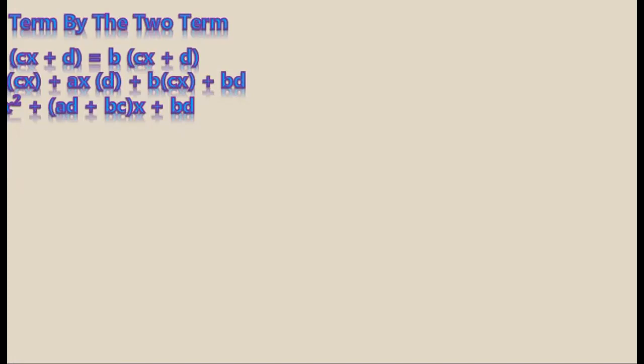Together with a times c times x to the power of 2 plus in parentheses a times d plus b times c, times x plus b times d.